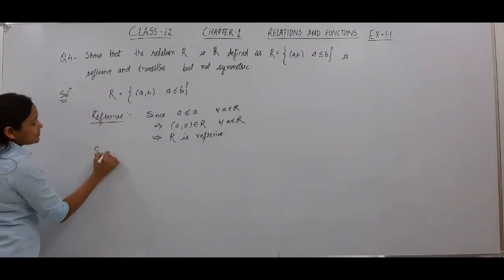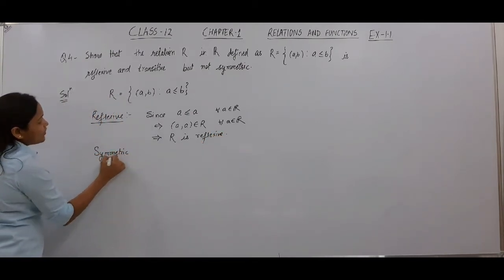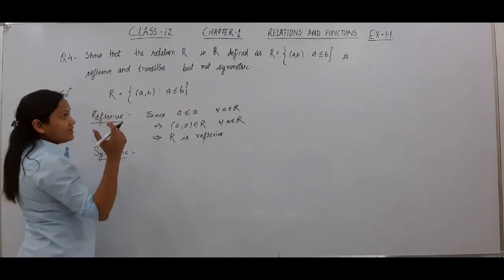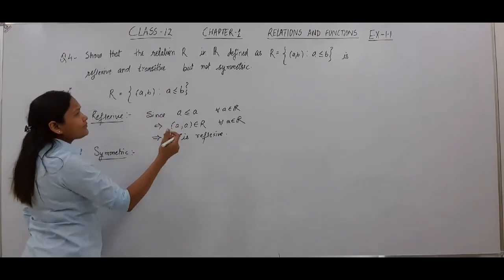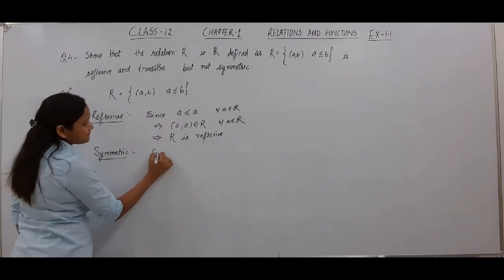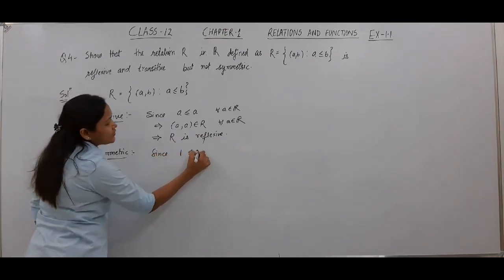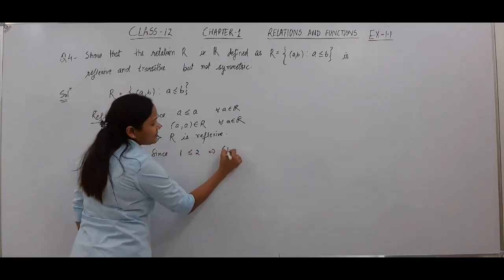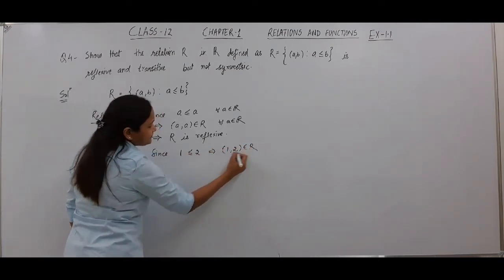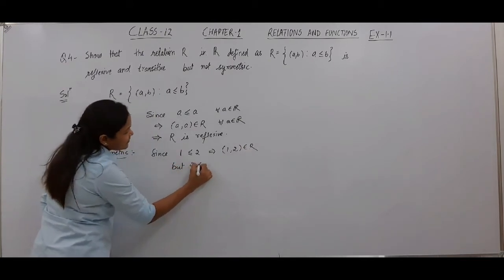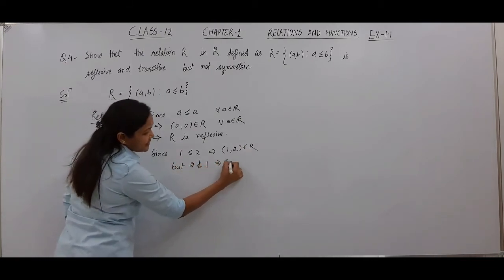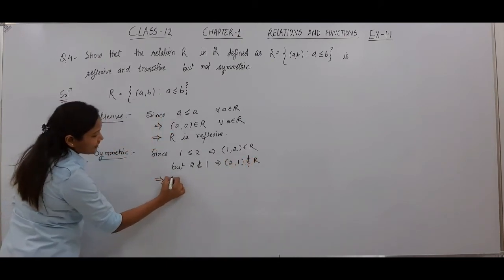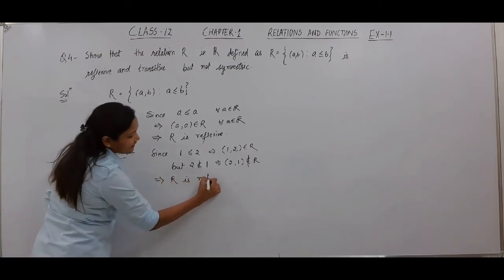Next, you are going to check for symmetric, and you have to show that your relation is not symmetric. So let us create an example. In the set of real numbers, 1 and 2 are two real numbers such that 1 is less than or equal to 2, that implies 1 is related to 2, but 2 is not less than or equal to 1, that implies 2 is not related to 1. Hence, your relation R is not symmetric.